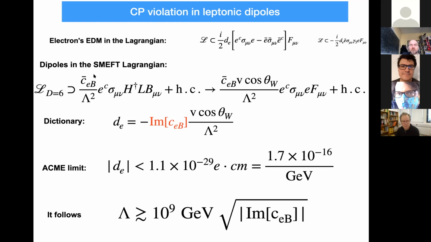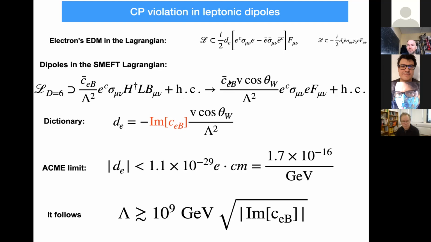Now in the SMEFT Lagrangian, we have this term. This is the Wilson coefficient, this is the scale suppressing the operator, and it has a similar structure, except that instead of the electron we have a lepton doublet, and a Higgs doublet that are married together. And instead of the photon field, we have a hypercharge field. So if you break electroweak symmetry, you put in the VEV of the Higgs, and you change hypercharge into the photon.